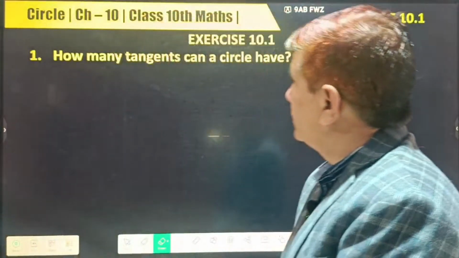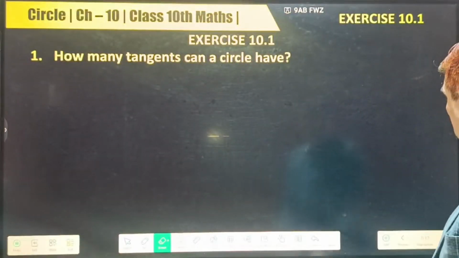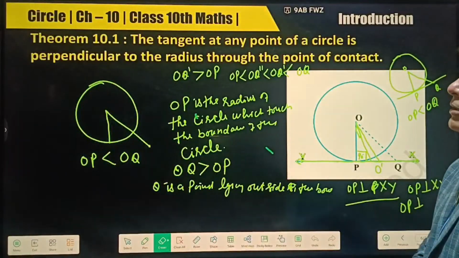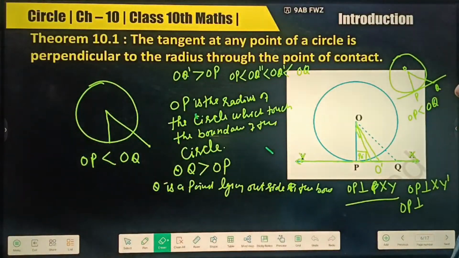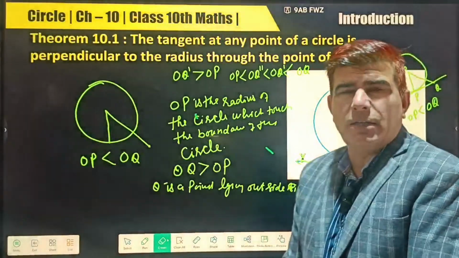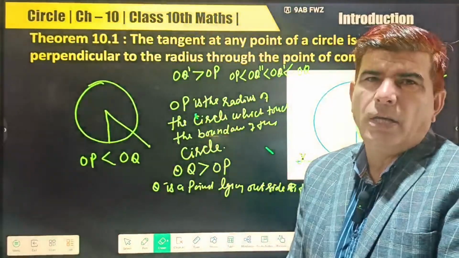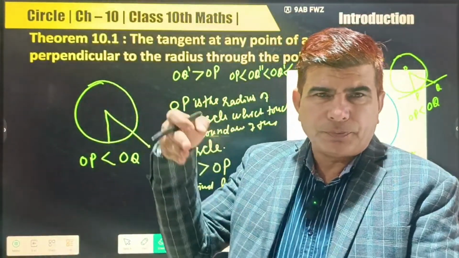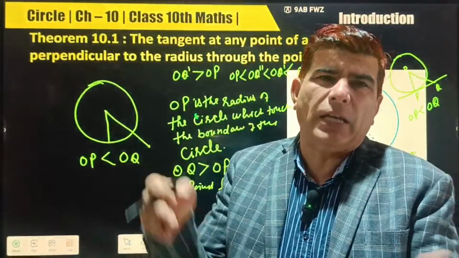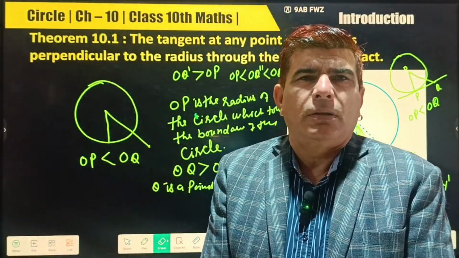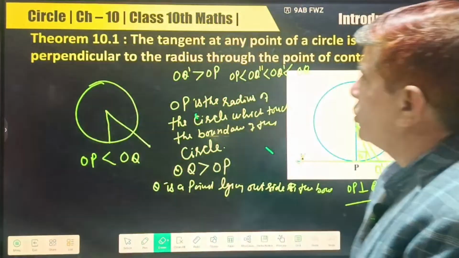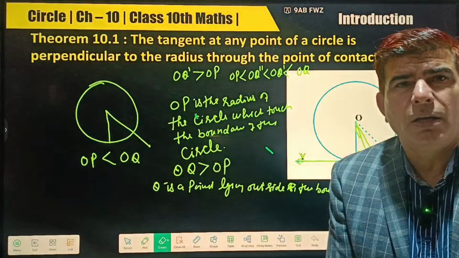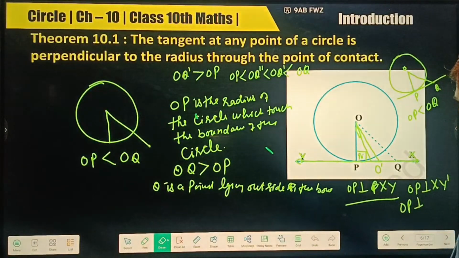So what's given? One theorem we have done: the tangent at any point of a circle is perpendicular to the radius through the point of contact. And the point of contact is the point where the tangent and radius meet each other. Understood? So this theorem also you understand: the tangent at any point of a circle is perpendicular to the radius through the point of contact.